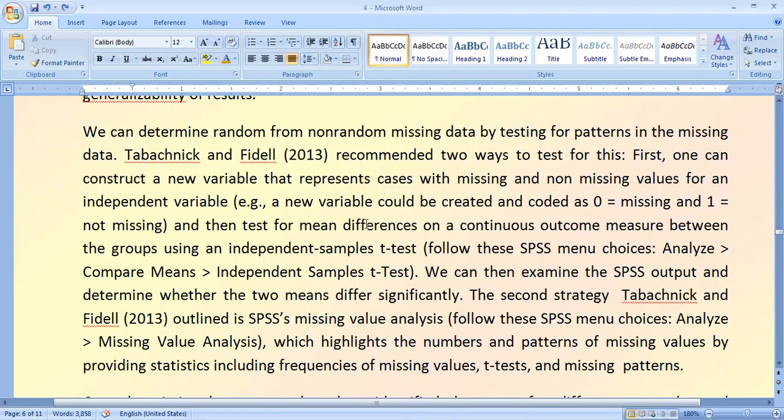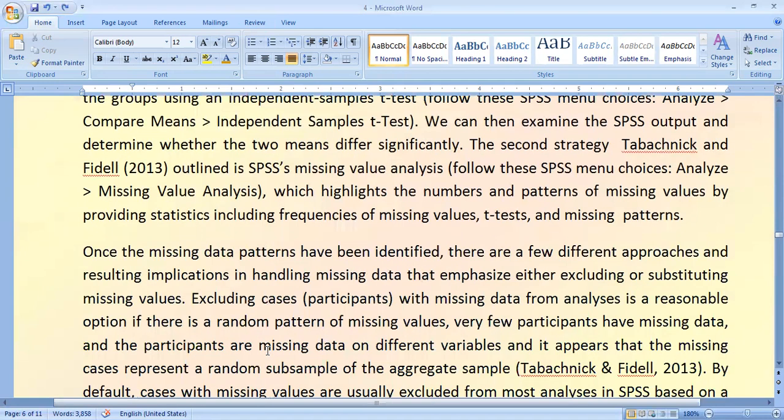We can determine whether missing data are random or non-random by testing for patterns in the missing data. Tabachnick and Fidell (2013) recommended two ways to test this. First, one can construct a new variable that represents cases with missing data and non-missing values for the independent variables. For example, a new variable could be created and coded as 0 for missing and 1 for not missing, and then test for mean differences on the continuous outcome measures between the groups, using an independent samples t-test. Follow the SPSS menus for this.